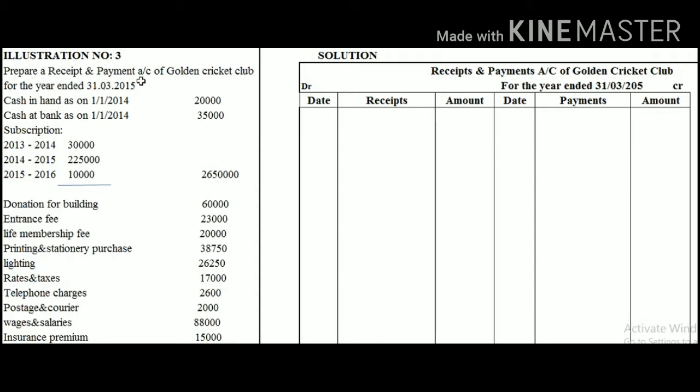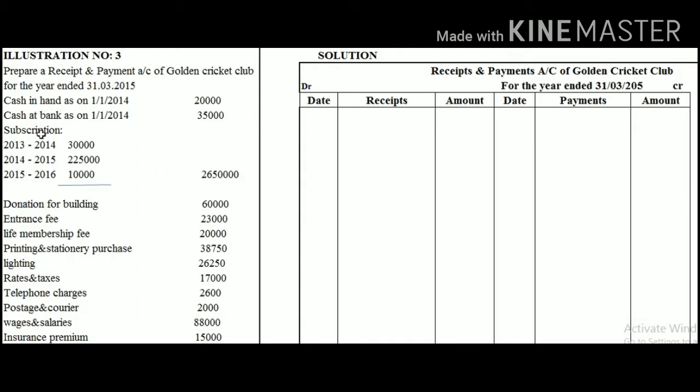Prepare a receipt and payment account of Golden Cricket Club for the year ended 31st March 2015. The opening balances as on 1/1/2014: cash in hand 20,000, cash at bank 35,000. The next item, subscription. Here the 3 years' subscriptions are given in the question: 2013-14 subscription amount is 30,000, 2014-15 the amount is 2,25,000, and 2015-16 the subscription amount is 10,000.